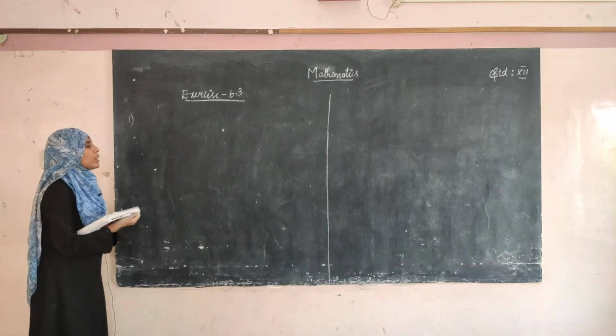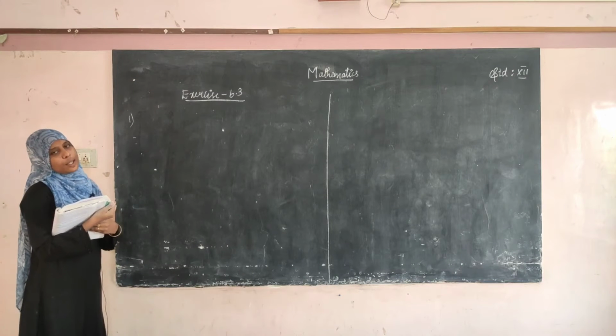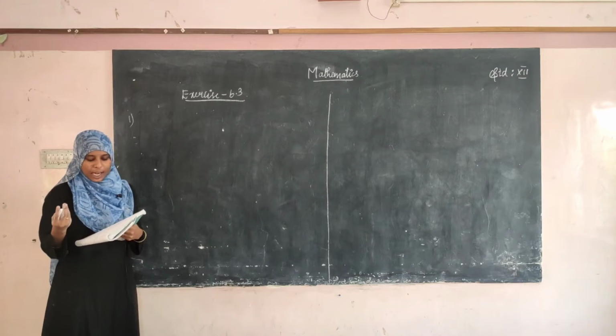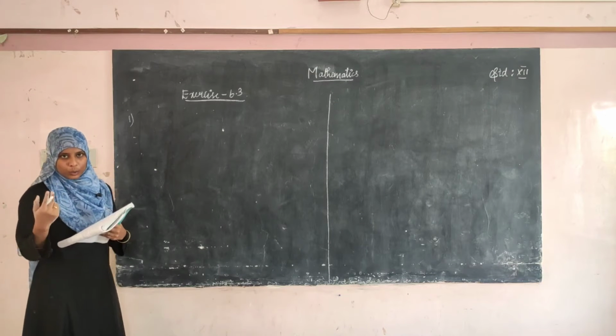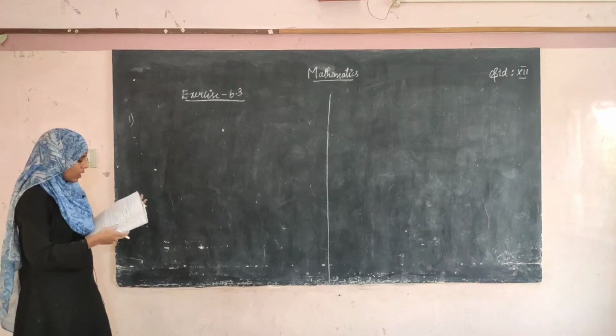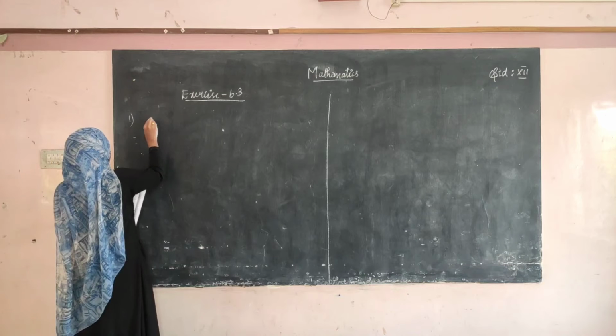In today's class, we are going to solve the sums in exercise 6.3. See the first sum. They have given A vector, B vector and C vector, and they have asked us to find two vectors in the subdivision, right? So let us see what vectors they have given.